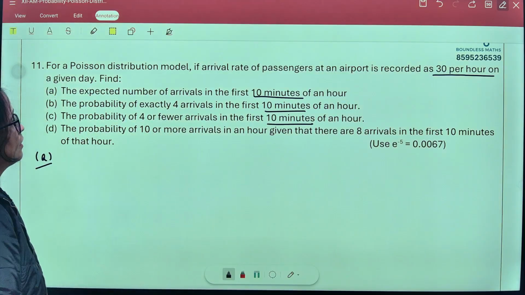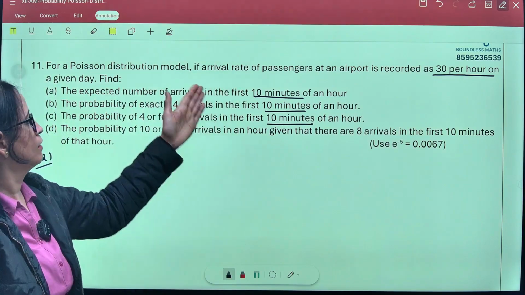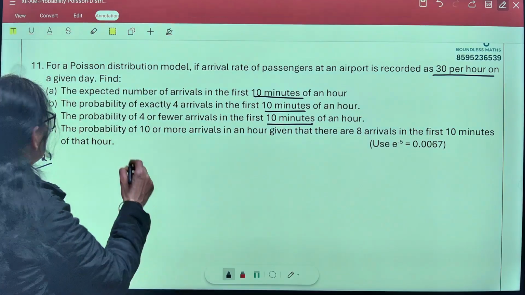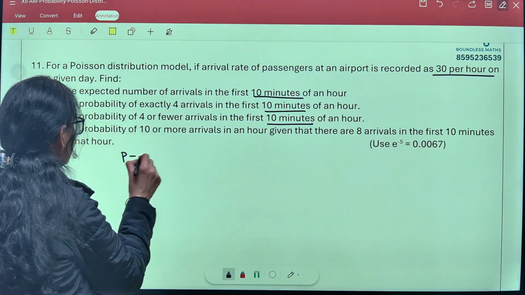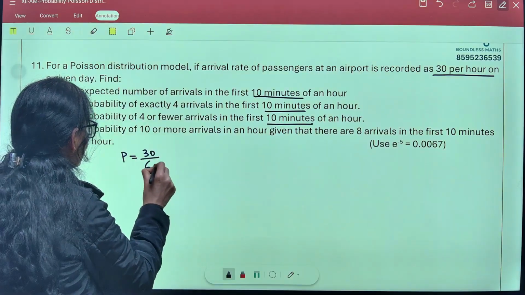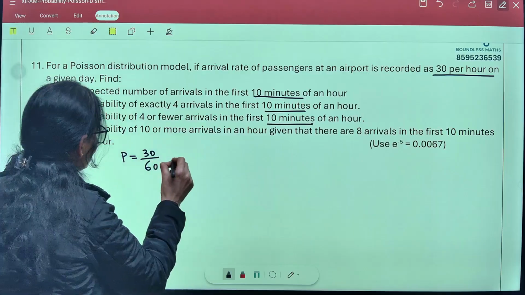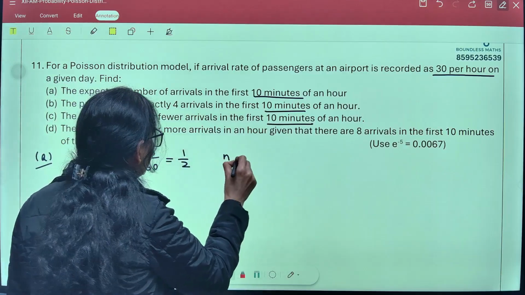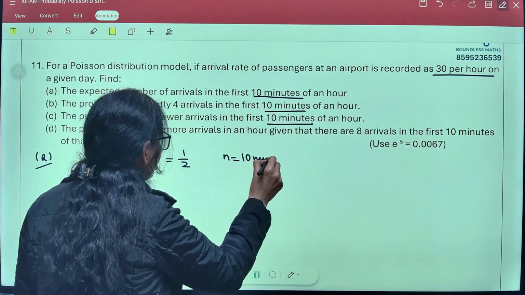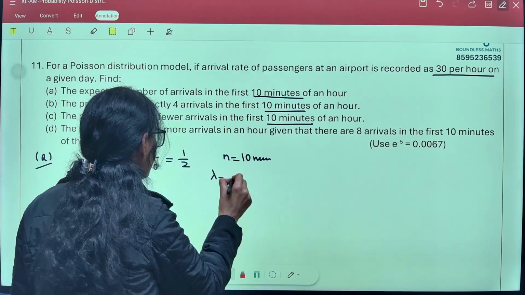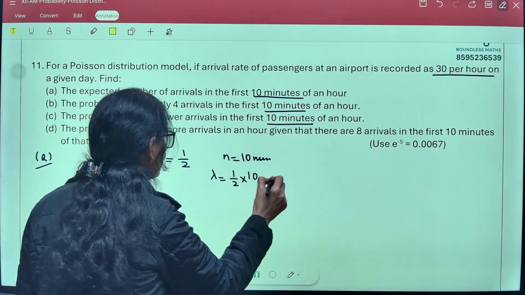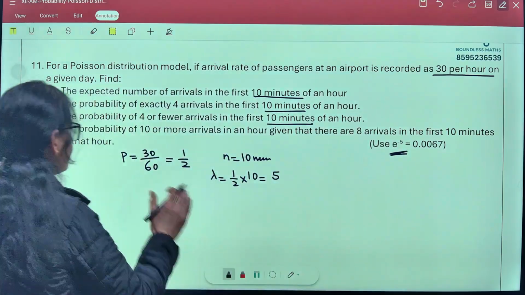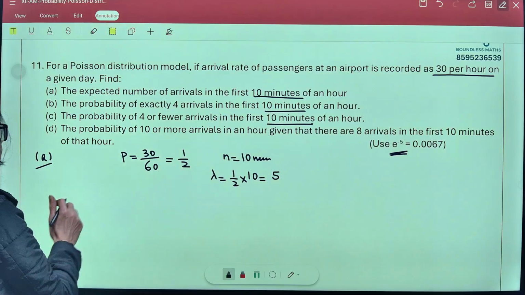So it says in an interval of 10 minutes, what is the expected number of arrivals? So the Poisson distribution, the rate is 30 per hour. That means P is 30 upon 60, since 1 hour is 60 minutes. So this comes out to be 1 by 2. And what is N? N is 10 minutes for part A. That means the value of lambda is half of 10, and this comes out to be 5. And you have a hint here also that it should be 5. But how it is 5, you have to show the working.